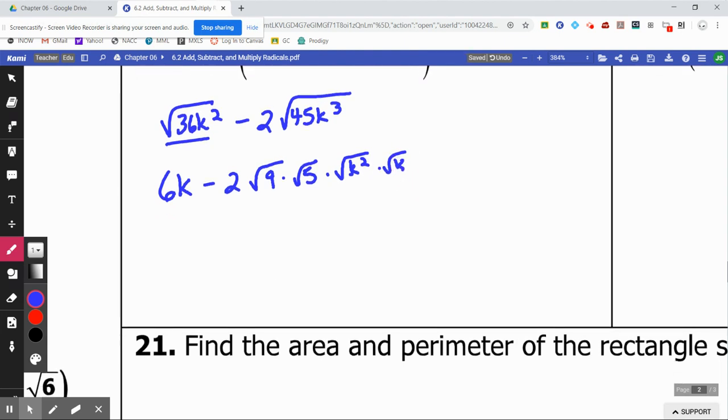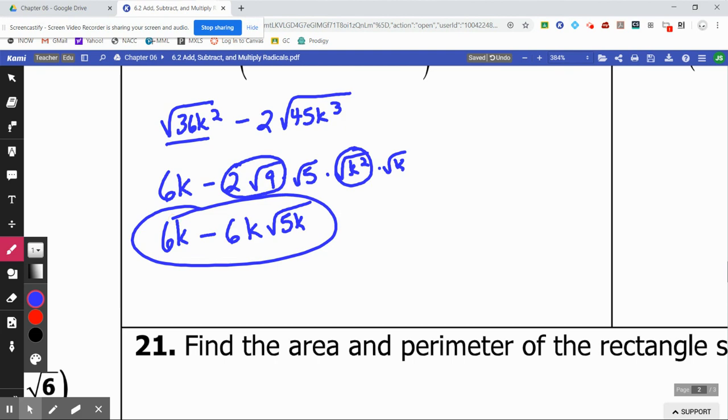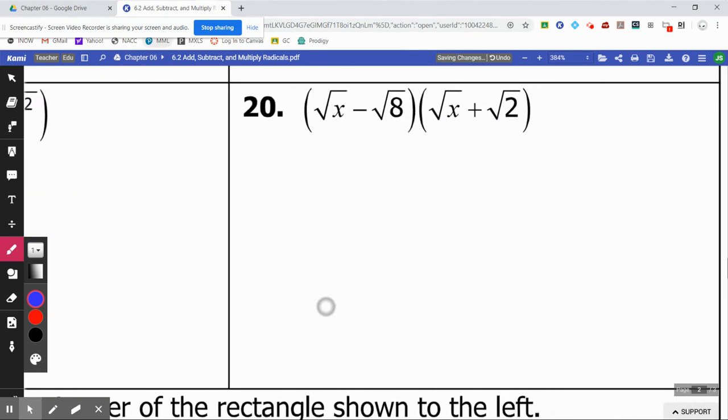Now let's clean that up. Bring down your 6k. I can multiply these. That's 2 times 3, which is a 6. The square root of k squared is a k. And left underneath the square root is a 5 and a k. And nothing else is going to combine. Number 20.